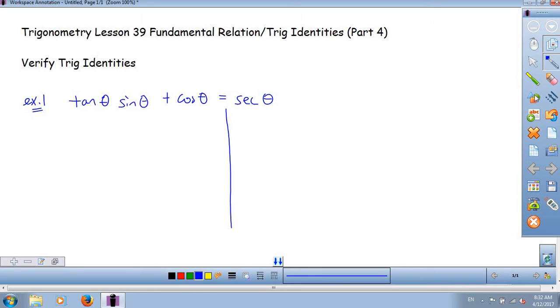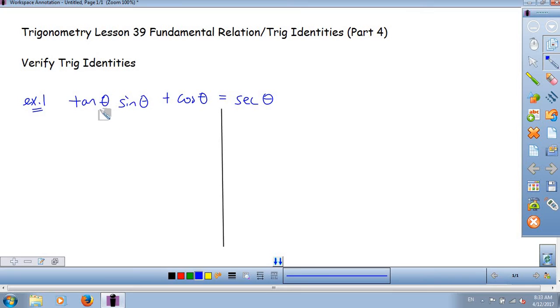I'm not sure if you have done this back in geometry. Maybe you have seen this. We divide into two columns. So we can transform the left-hand side and then show that it's equal to the right-hand side. Now, first of all, we always want to start with the more complicated side. So the more complicated side here is very simply the left-hand side, tangent theta times sine theta plus cosine theta. It is much less complicated than secant.